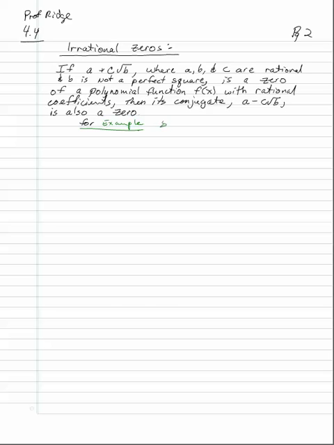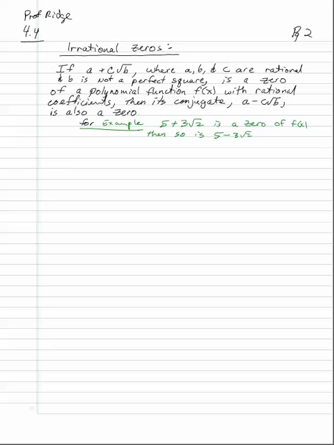So for example, if I have 5 plus 3 square root of 2 is a 0 of f of x with all the qualifiers up there, rational coefficients, all that stuff, then automatically I know 5 minus 3 square root of 2 is also a zero.